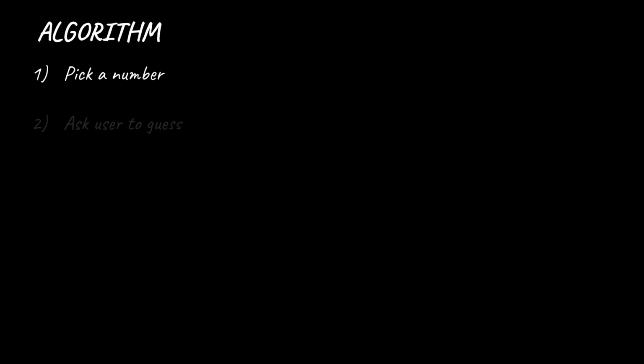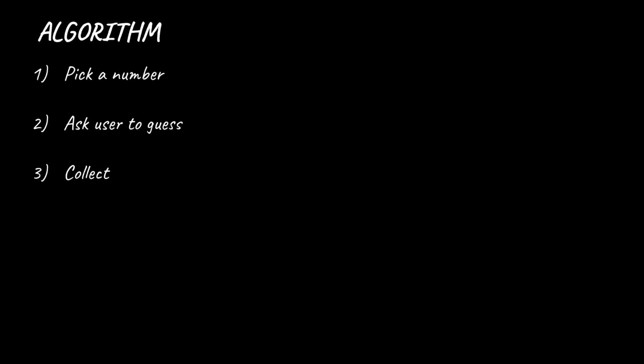So before jumping straight into the code, let's make sure that we are on the same page. Let's go to the board and write down the sequence of steps that the program has to follow to get the job done. So step number 1 is to choose a random number. Then we have to ask the user to guess it, and step 3 is to collect the guess.